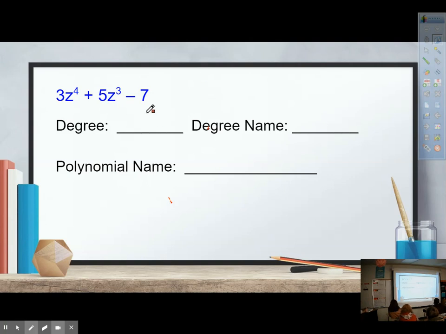Okay, so for the degree, I put 4. And then if I look at my table, that's a 4, not a Y. Sorry, my pen's messing up. If I look at my table, a degree of 4 means it's quartic. So that is quartic.